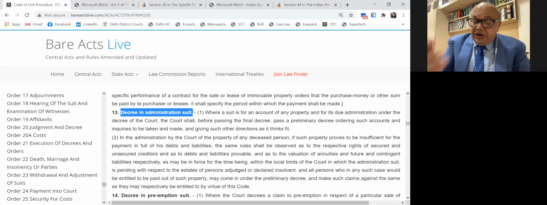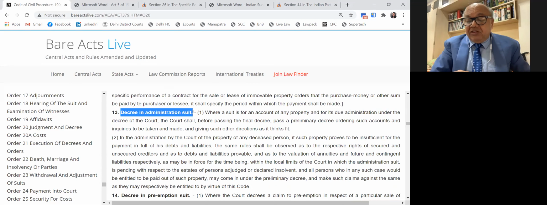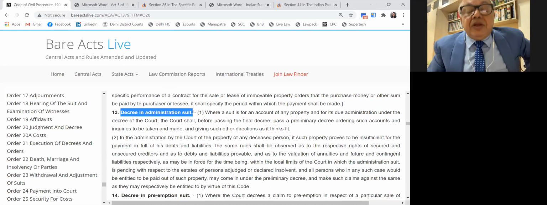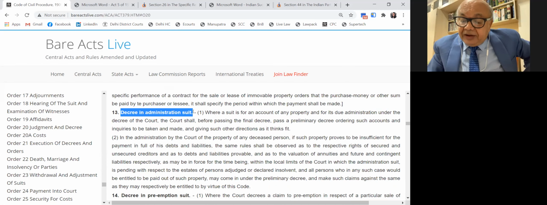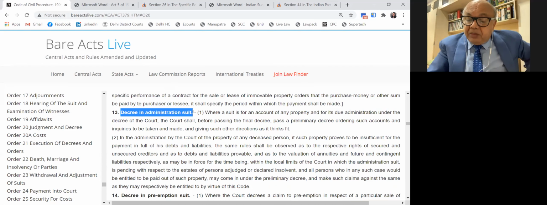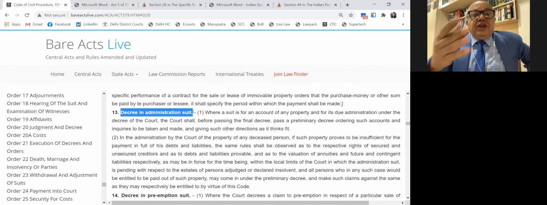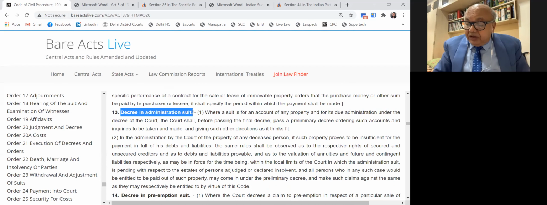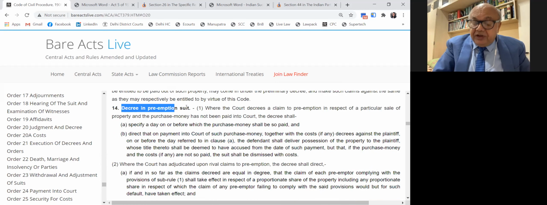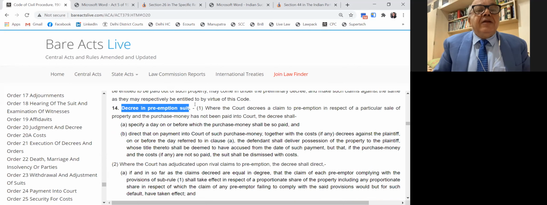Now this we already discussed, the provisions of section 266 of the Indian Succession Act. Then also forms number 7, 8, 9, 20 in Appendix D. Then item number C, Order 20 Rule 14 speaks of decree in preemption suit. Now, what is preemption is not discussed here in the CPC.